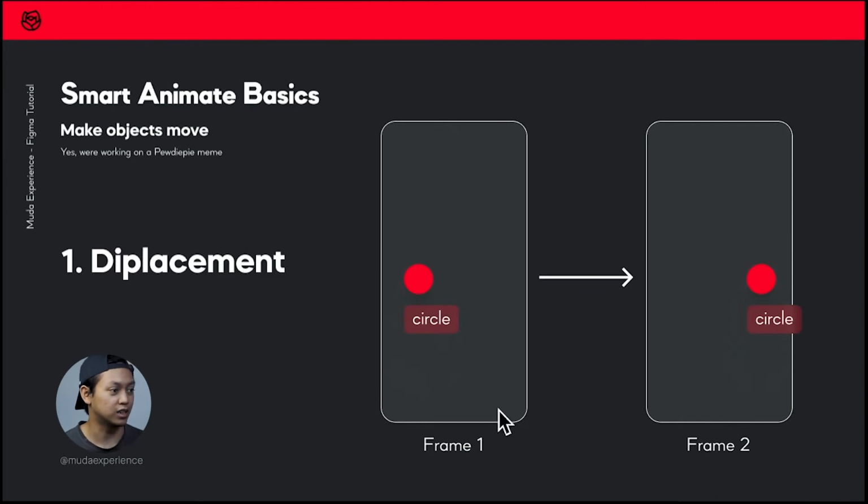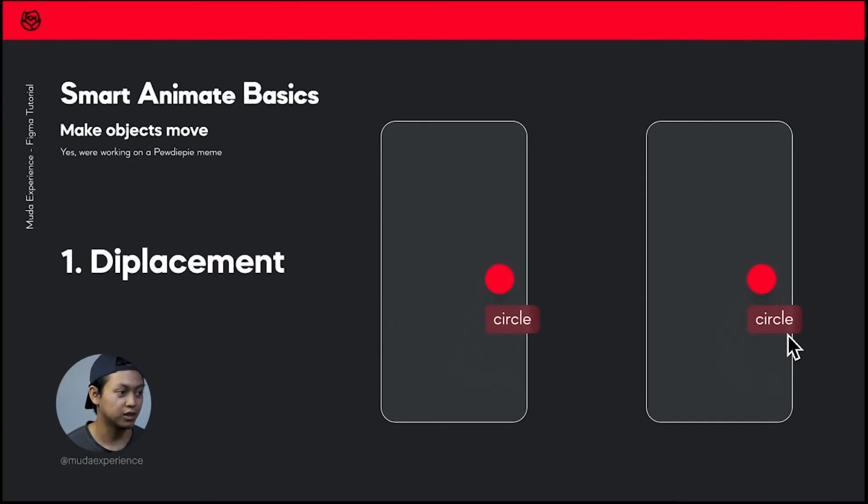As you can see here, I have this red circle just called circle in frame 1, and then a red circle called circle in frame 2. Now, when you apply Smart Animate to both of them, it should move as you'd expect. I've already set up an example of it moving. As you can see, now it's moving to the right side.